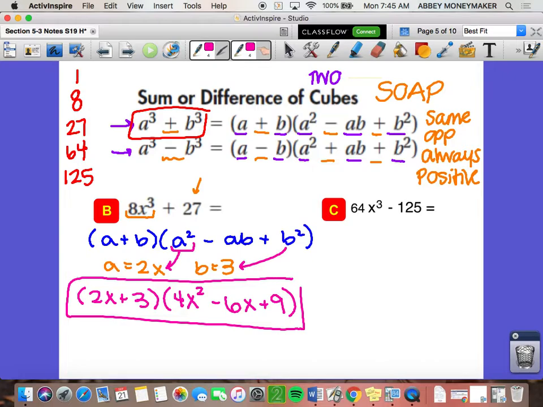I know what you're thinking. Are we going to solve these? Yes, we're doing that on the next slide. But we need to make sure that you know how to factor them first.